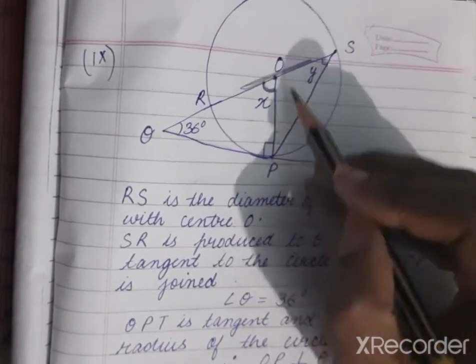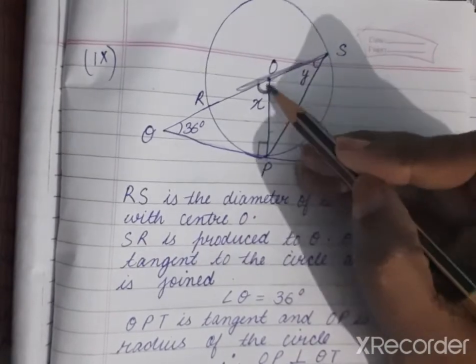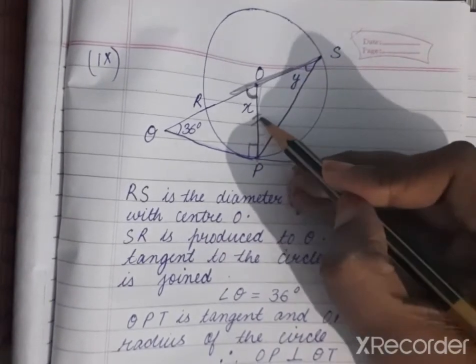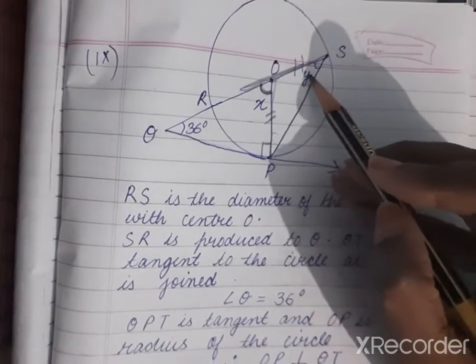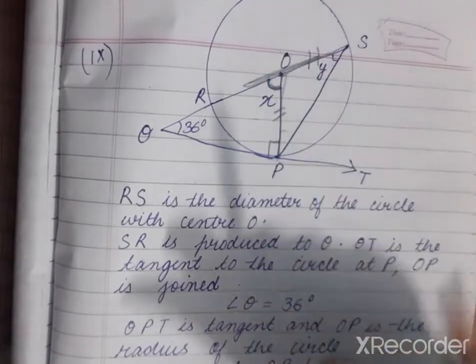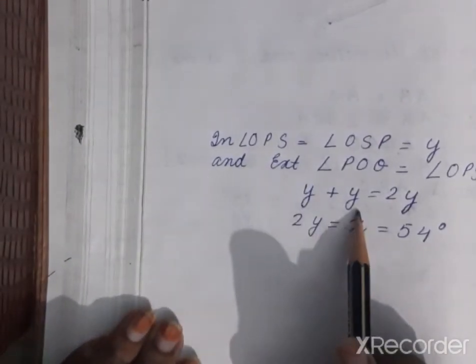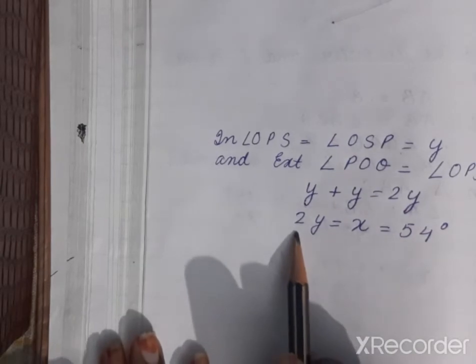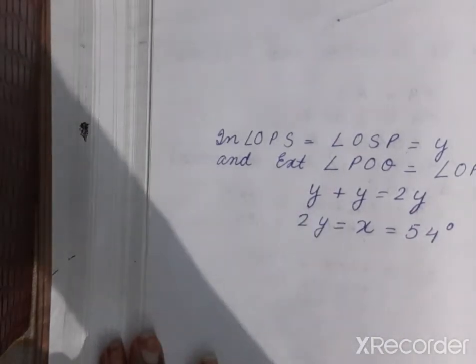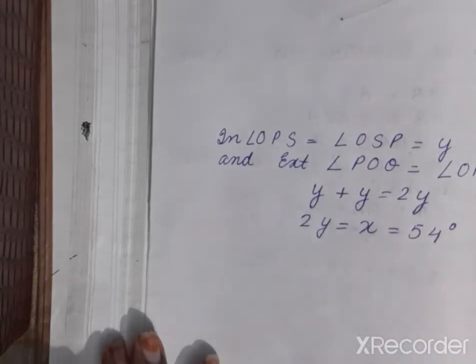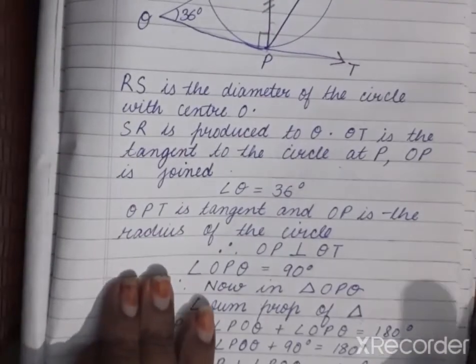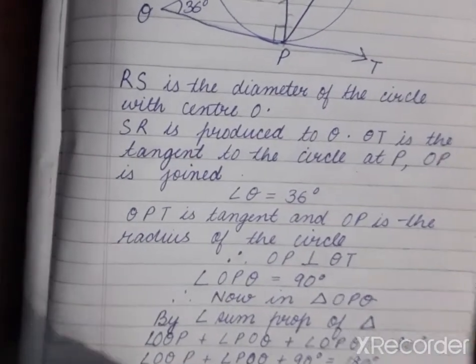And both Y are equal because this is also radius, this is also radius. This will be equal to this. Therefore, we can say that this angle will be equal to this angle. Now we will take out the value of Y. Y plus Y equals 2Y, means 2Y will be equal to X, that is the exterior angle. Therefore, the value of X will be equal to 54, and this will be your answer.